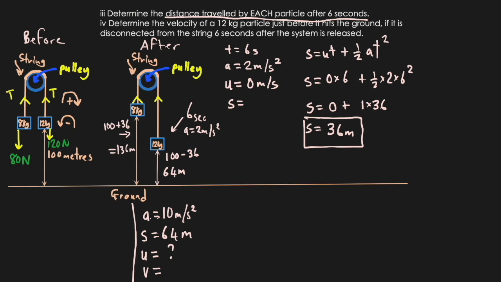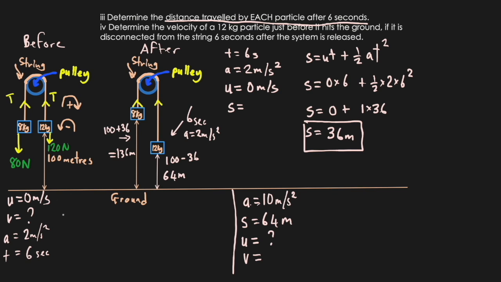Therefore, we need to figure out what the velocity was at this point, when the acceleration was 2 meters per second squared after it started from rest. So in this scenario, just before the disconnection, the initial velocity was 0 meters per second. The final velocity we do not know yet. We know the acceleration was 2 meters per second squared, and the time was 6 seconds. So then we can figure out what v is.